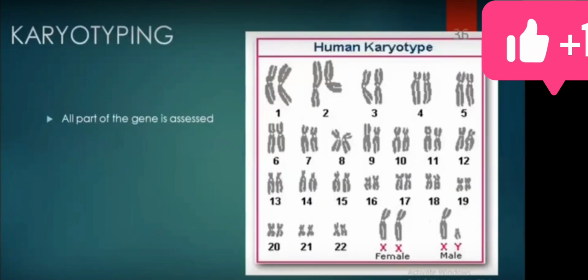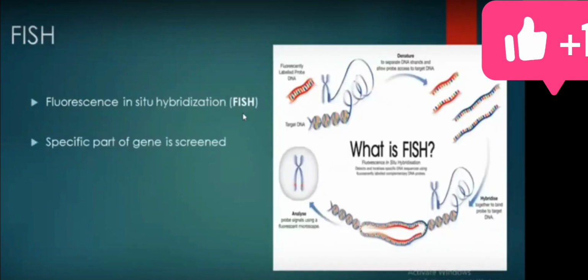In the second case, I don't have any idea about which gene is affected, so I suggest karyotyping. Karyotyping assesses all parts of the genes. So if you have a specific idea that a particular gene is affected, then you will suggest a FISH test.